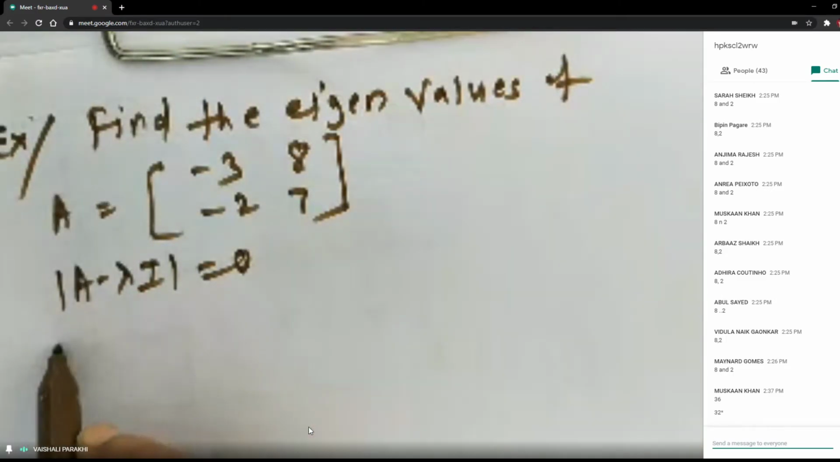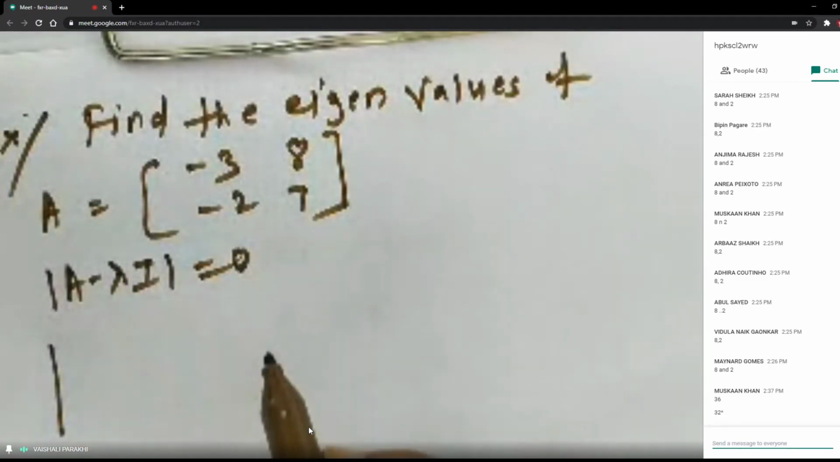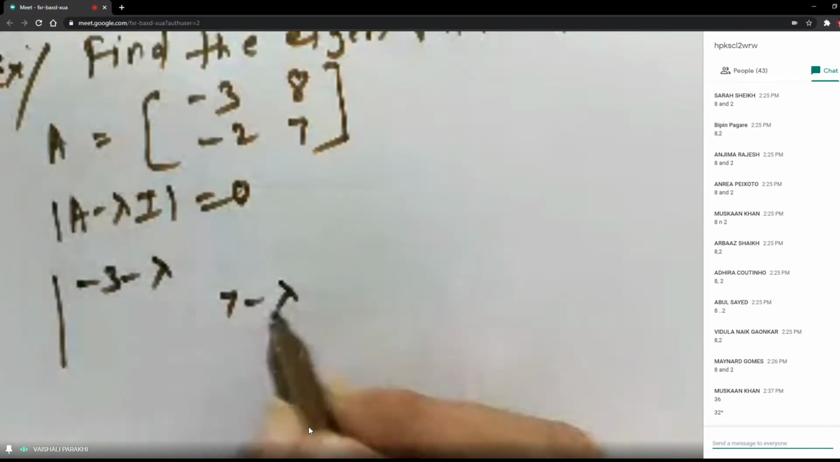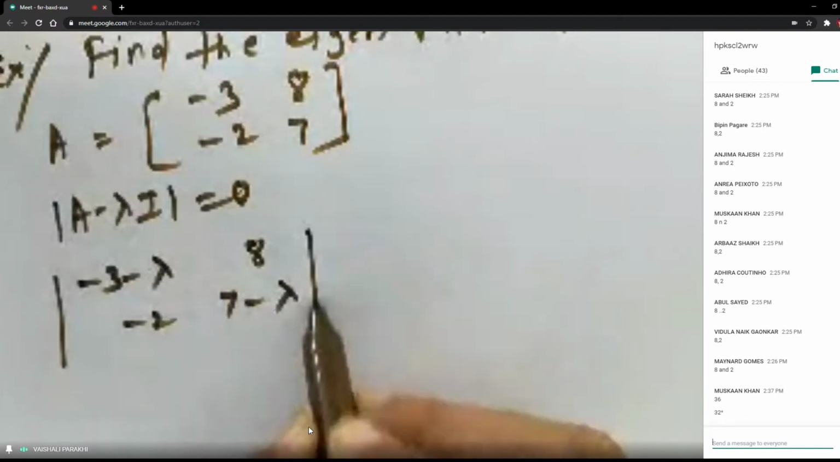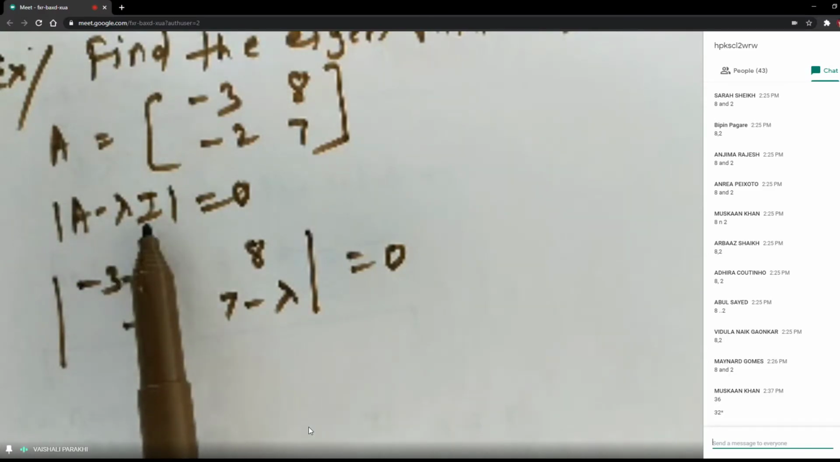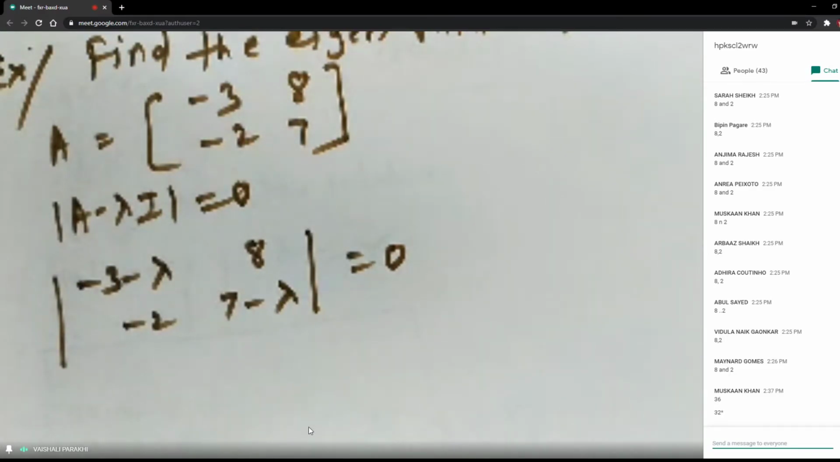So here what I told you, you have to directly subtract lambda from the diagonal. So minus 3 minus lambda and 7 minus lambda, and 8 and minus 2 will remain the same. Why? Because when you are applying the identity matrix and lambda, your diagonal elements will be lambda and the remaining elements will be 0. So when you subtract 0 from anything, you get the same number. So when you write the characteristic equation, remember that you are subtracting lambda from only the diagonal elements, keeping the remaining elements the same as your original matrix. Any doubts here?